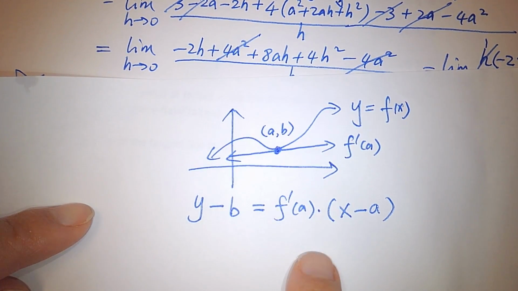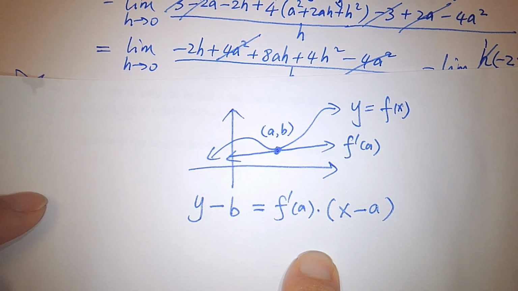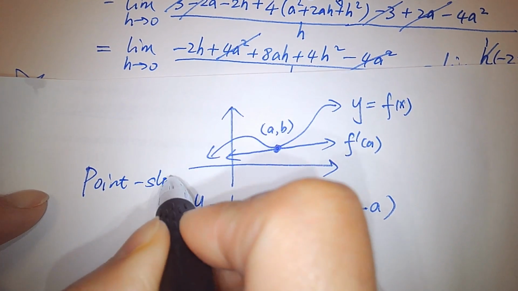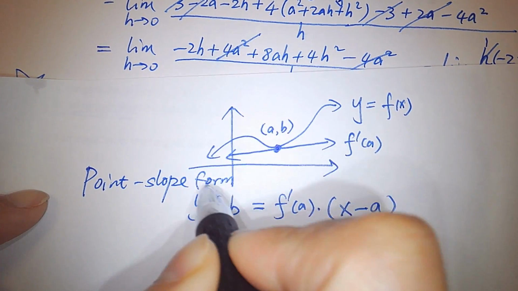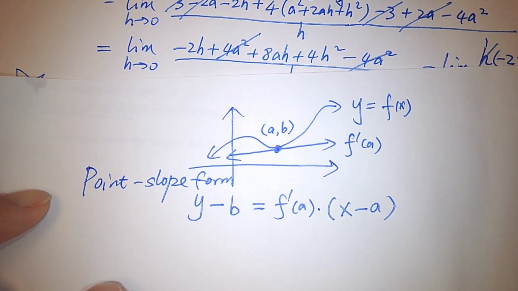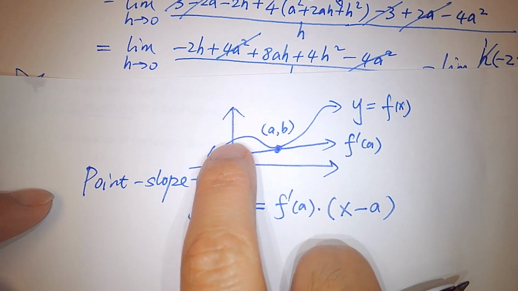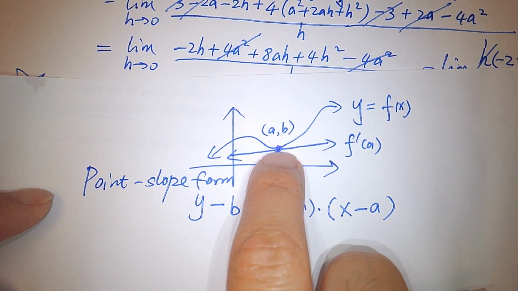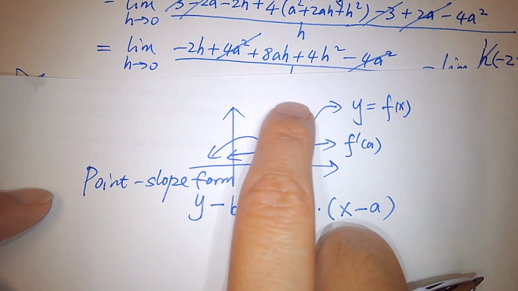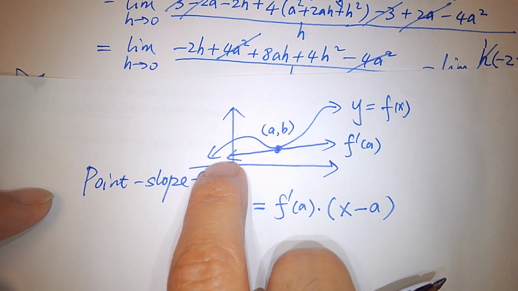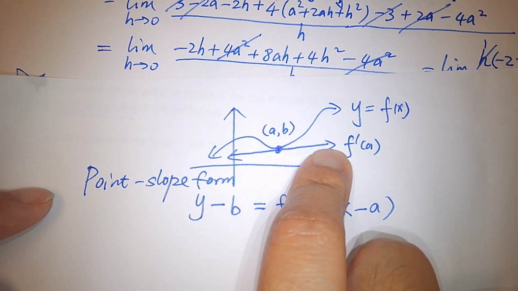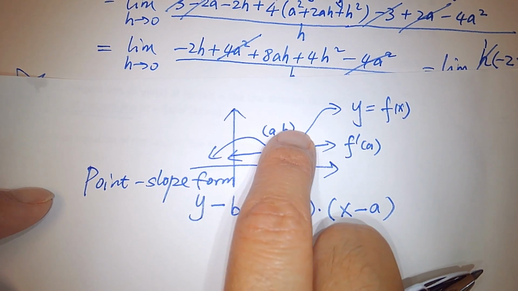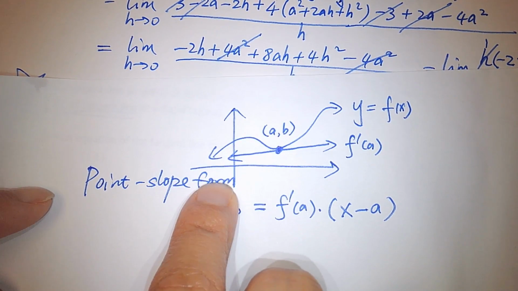Remember, this is called point slope form. Remember this? We learned this in Math 136. So if we have a given curve, y equals f of x, with a point a and b whose coordinates are given, we want to find the equation of the tangent line to this curve at this given point a and b. How do we write down the equation?